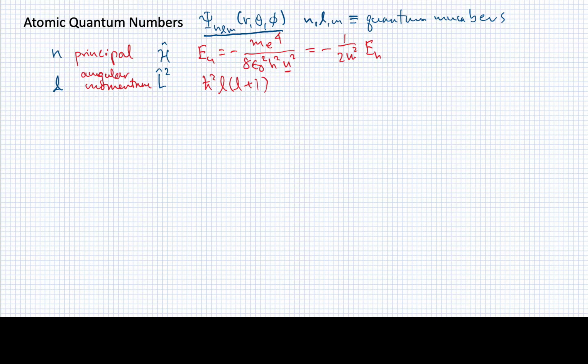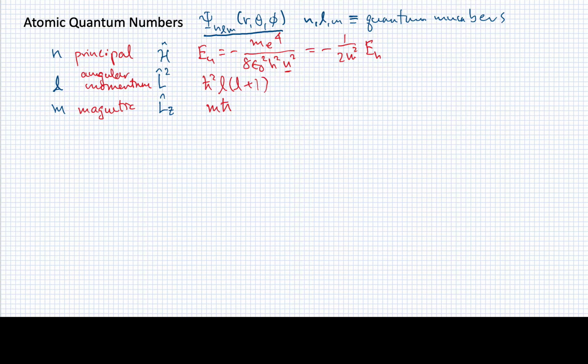Now that leaves us one quantum number left, and that's m, and it turns out that this is related to the eigenvalues of the Lz operator. And in an earlier video we saw that these eigenvalues can be written as m times h bar. Since we've already used angular momentum in a title, this quantum number is given the designation magnetic quantum number, for historical reasons.